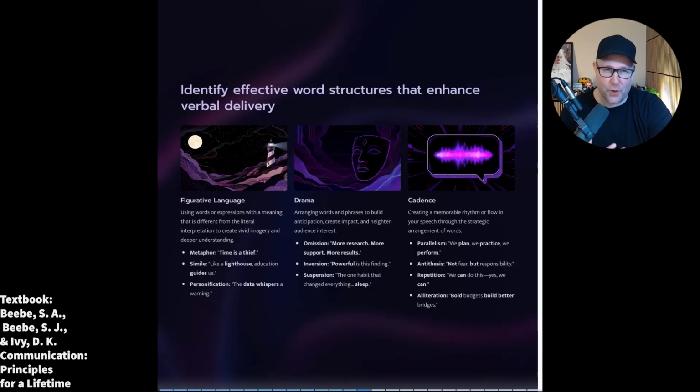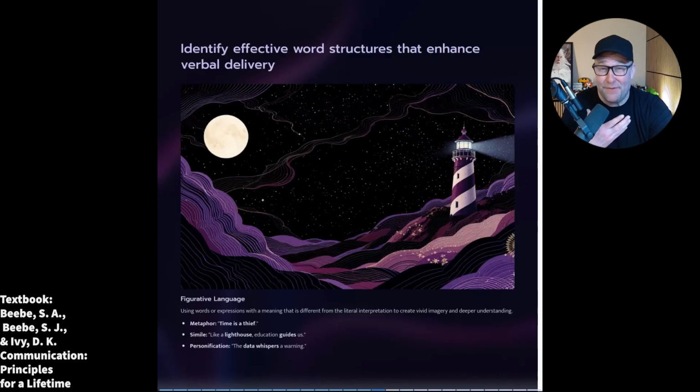What are word structures that can enhance our verbal delivery? We have figurative language, drama, and cadence. Figurative language is using words or expressions with a meaning that is different from the literal interpretation to create vivid imagery and deeper understanding. Metaphor, for example, time is a thief. Simile, for example, like a lighthouse, education guides us. Personification, the data whispers a warning.